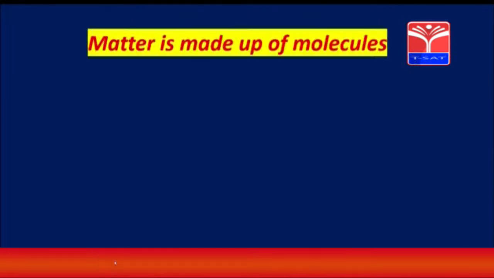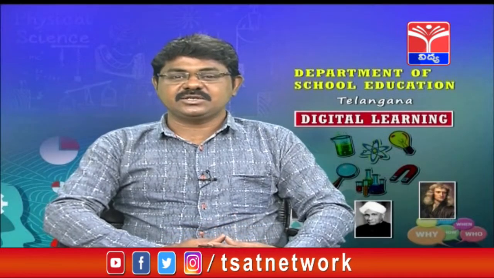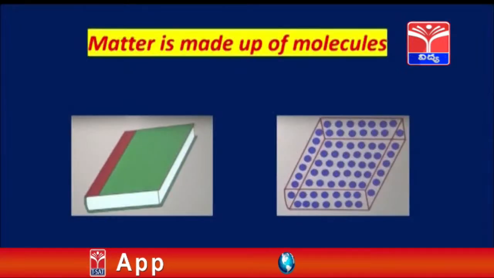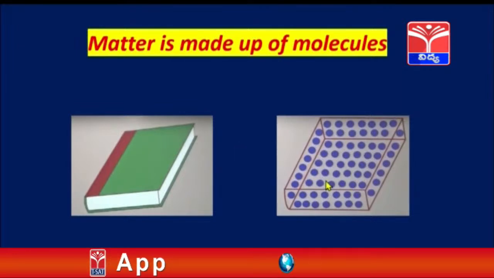Right children? All of you know matter is made up of molecules. Already we learned it in the previous topics. So matter is made up of molecules. In this picture you can see a book, and you can visualize how the molecules are going to be arranged. This is the arrangement of the molecules, how they are oriented in case of a solid substance, here that is a book.